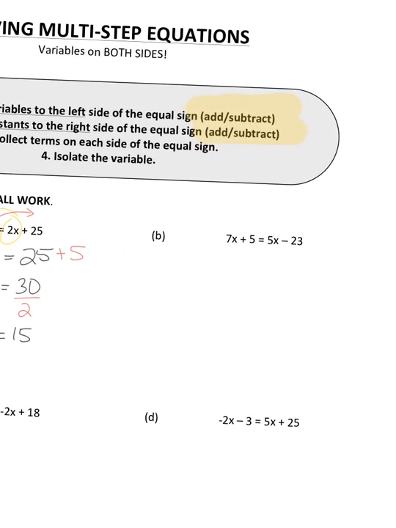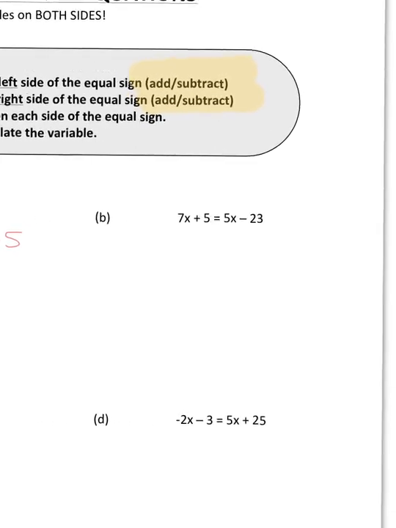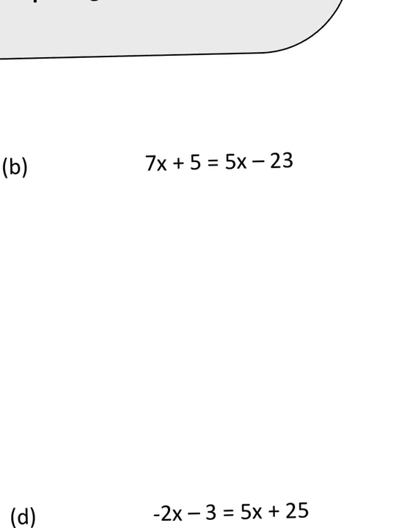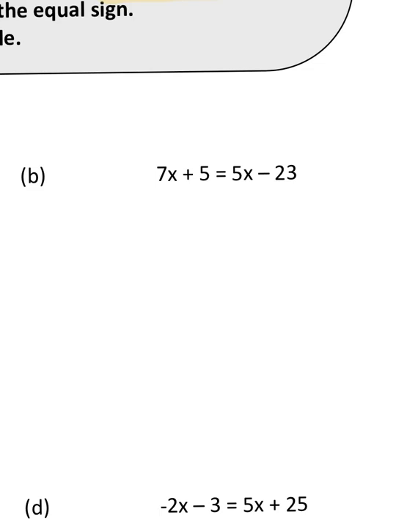Let's come over here and try our second one. We want to get variables to the left. So I'm going to leave my 7x on the left, and I'm going to take this positive 5x and move it over to the other side of the equal sign, so it becomes negative 5x. And then I'm going to leave my negative 23 and take this positive 5 from the left and move it to the right, so that becomes a negative 5. Just like opposite operations like we were doing before.